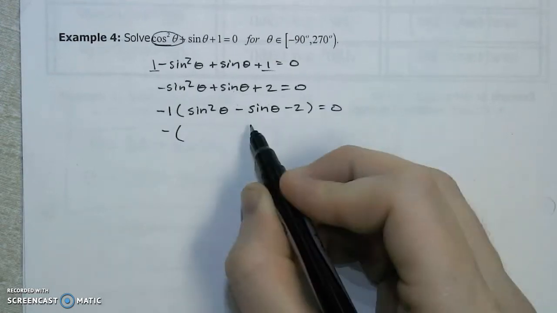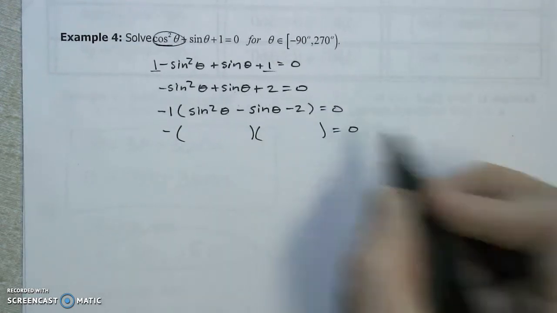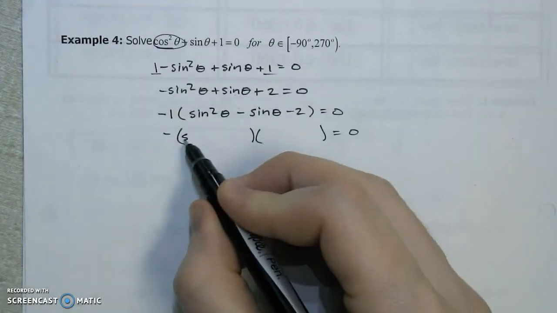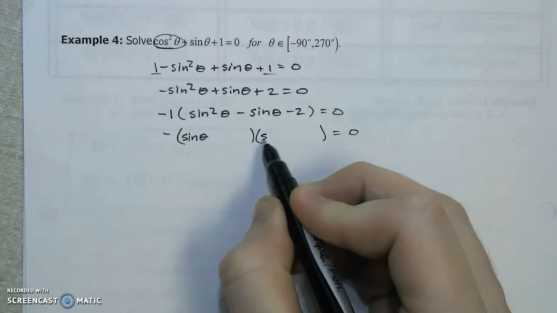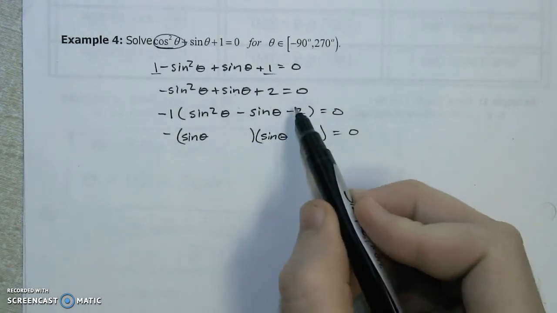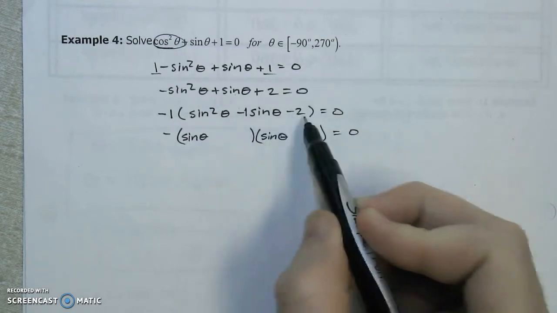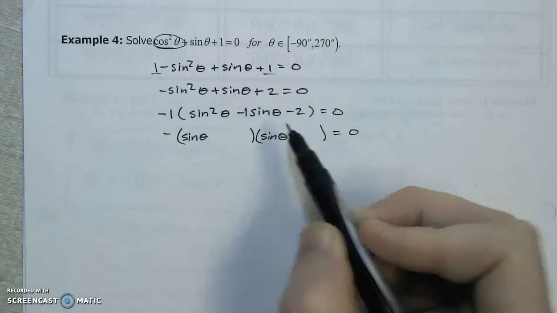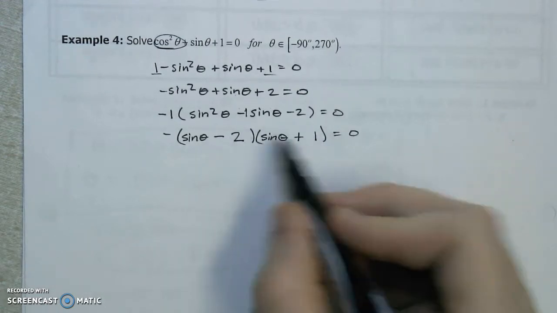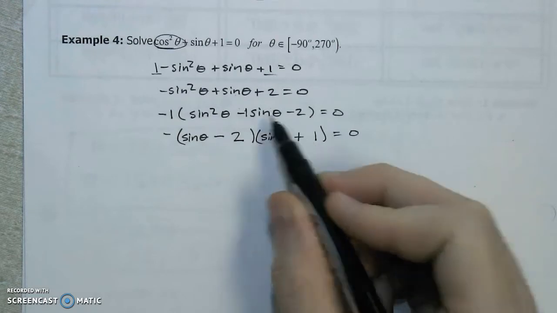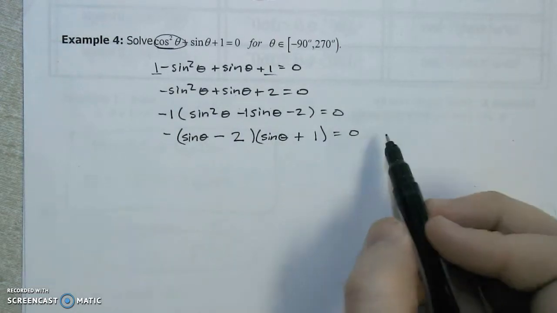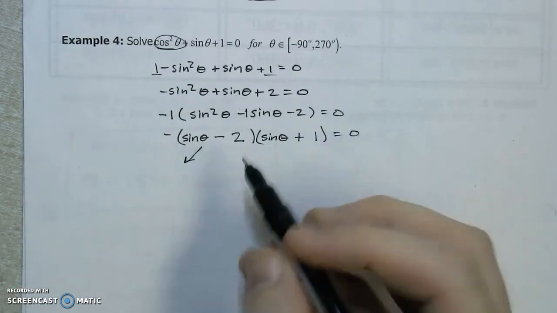And we want to factor this. And so we've got to figure out what makes sine squared. Well, that would be sine times sine. And I'm looking for numbers that multiply to make negative 2, but add up to negative 1 in the middle. So that would be negative 2 times positive 1. That makes negative 2, and negative 2 plus 1 makes negative 1 in the middle. And now that it's factored and it equals 0, we can set each factor equal to 0.